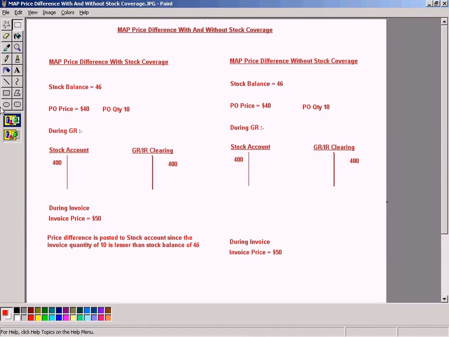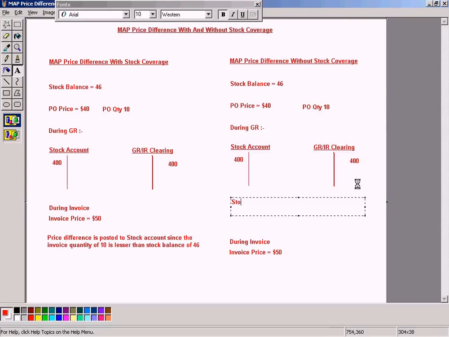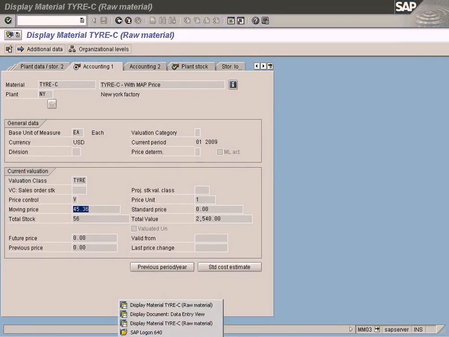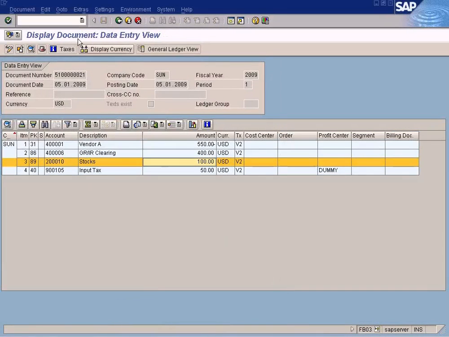So during invoice it is 56, but what will happen between these two time periods, during GR and invoice, is there will be own consumption. Stocks are reduced because of consumption, reduced to 8 units, which is below the 10 units that we're going to invoice shortly. Let us post this now.